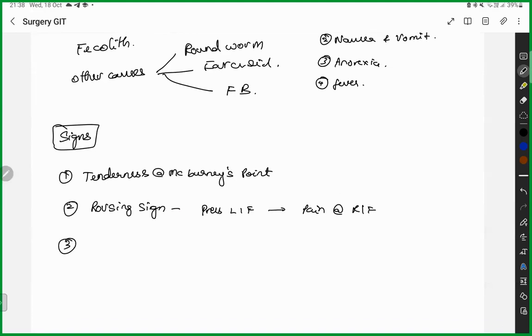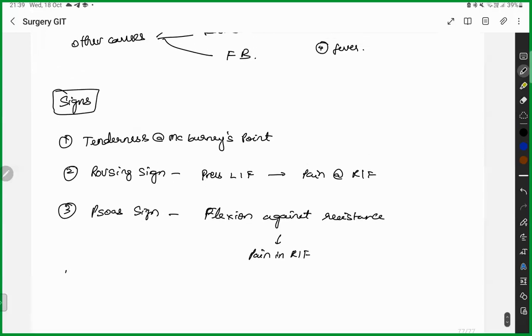Tenderness at McBurney point is the first point. Second point, Rovsing sign. Third one is going to be the Psoas sign. What is Psoas sign? Flexion against resistance causes pain in the right iliac fossa. That is your Psoas sign. And number 4, you have to remember the obturator sign. When you do flexion and internal rotation of the leg, that is going to give rise to pain.